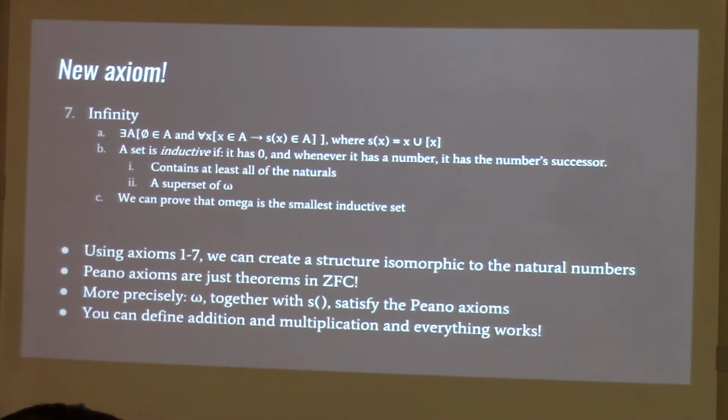Is the seventh axiom necessary in Peano arithmetic? Because I don't remember doing much with omega with Peano arithmetic.